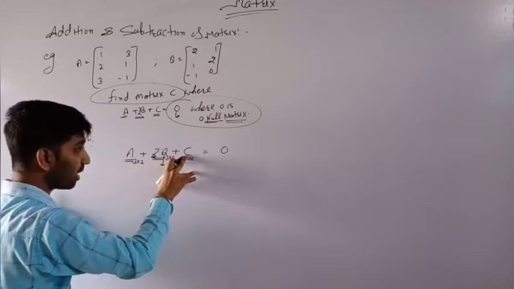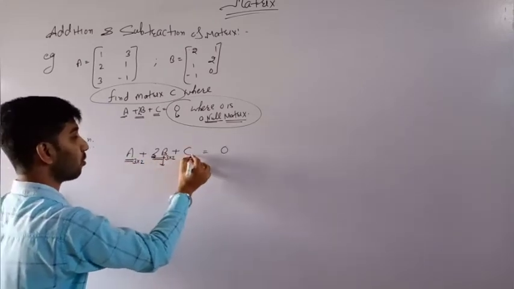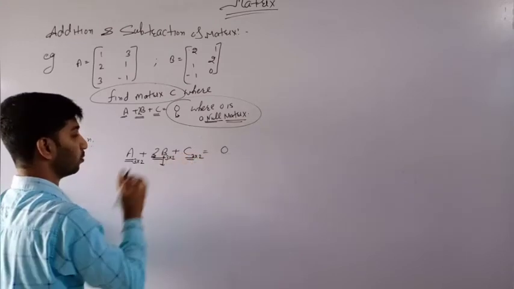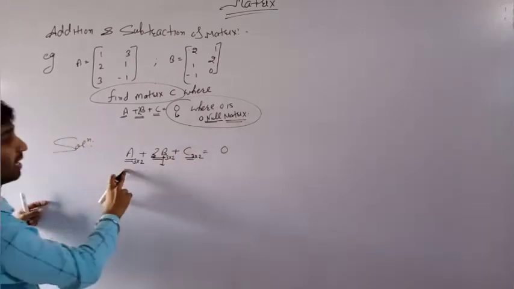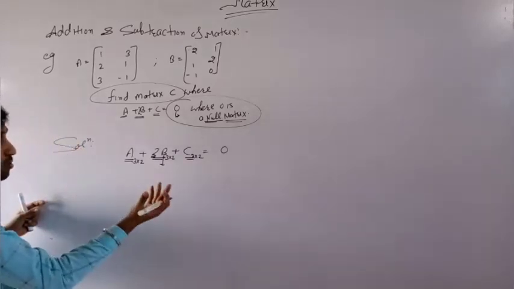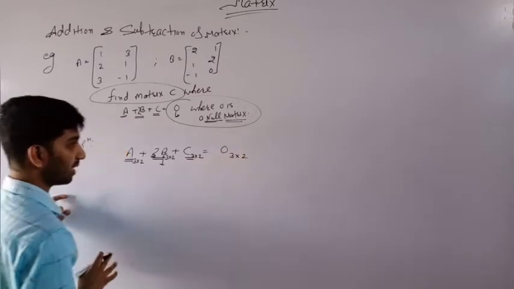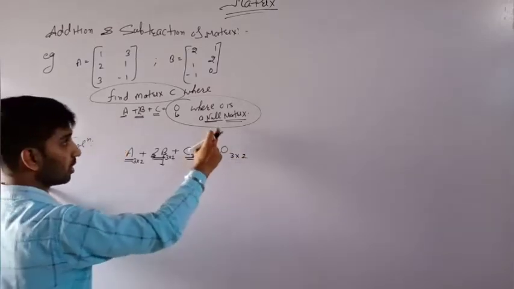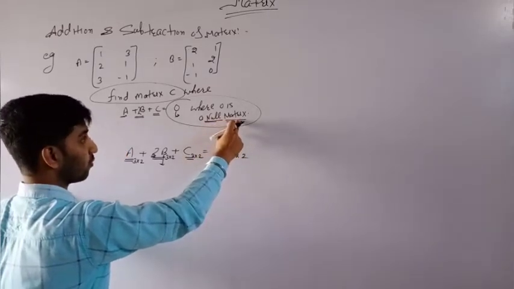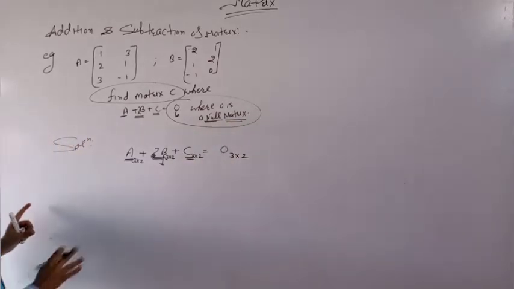If we want to add C in B and A, then the order of C will also be 3 multiply 2. If we add or subtract 2 or more matrices of the same order, then the result is also a matrix of the same order, 3 multiply 2, because 0 is a null matrix. So first of all, we have to find the order of 0.